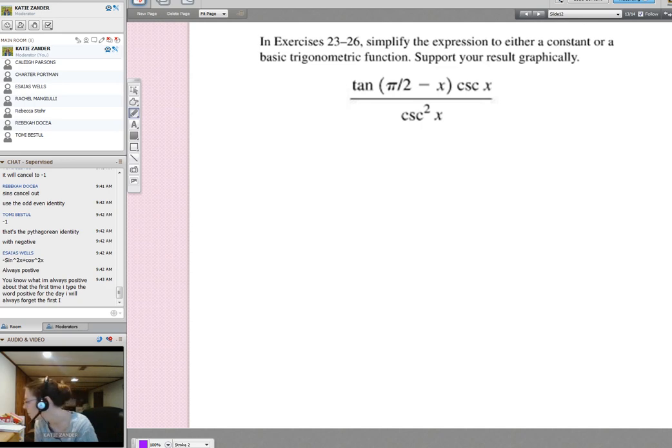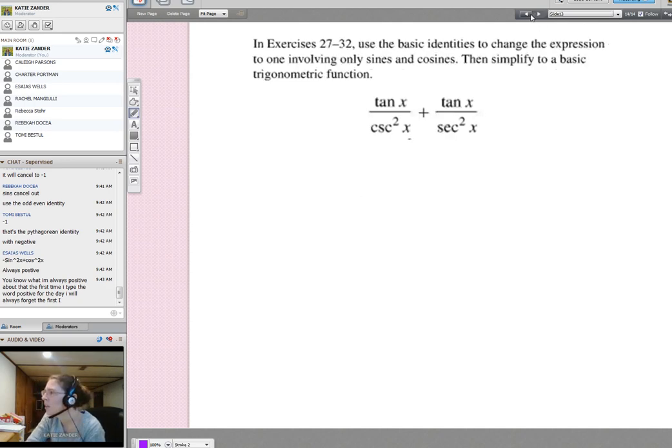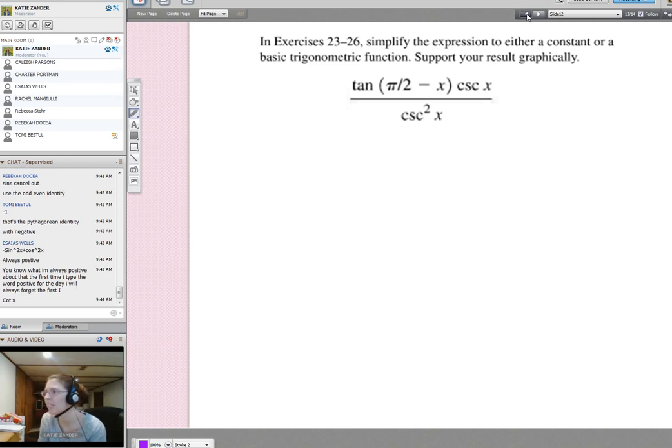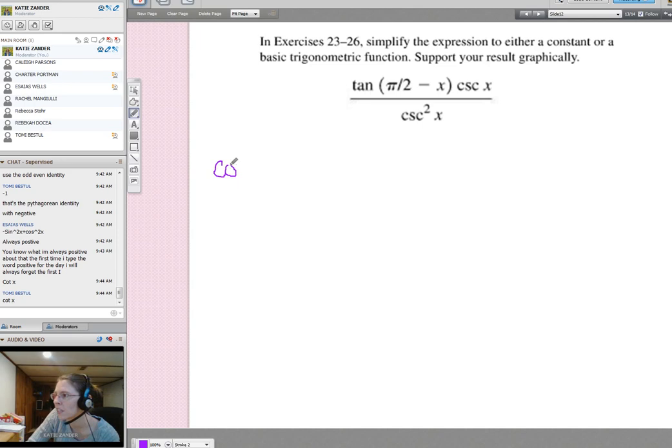All right, let's sneak one more in for today. We have this one or this one. Yeah, let's do this one. All right, that pi over 2 automatically catches my eye. I think that's a cofunction identity, so let's try to replace that tangent pi over 2 minus x with something. So looking at our cofunction identities in our book, what can we replace that with? A cotangent. All right, that's at least a start.